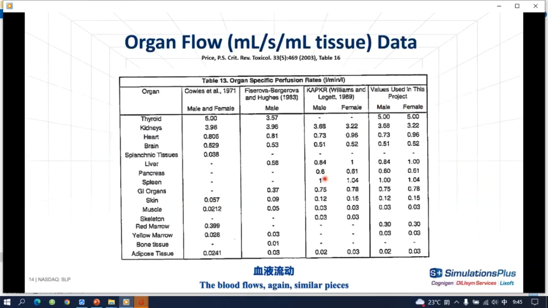The blood flows, again, similar pieces of information collected from literature, specific for males and females, as well as specific for different ages. This is showing just samples, one of those data sets.